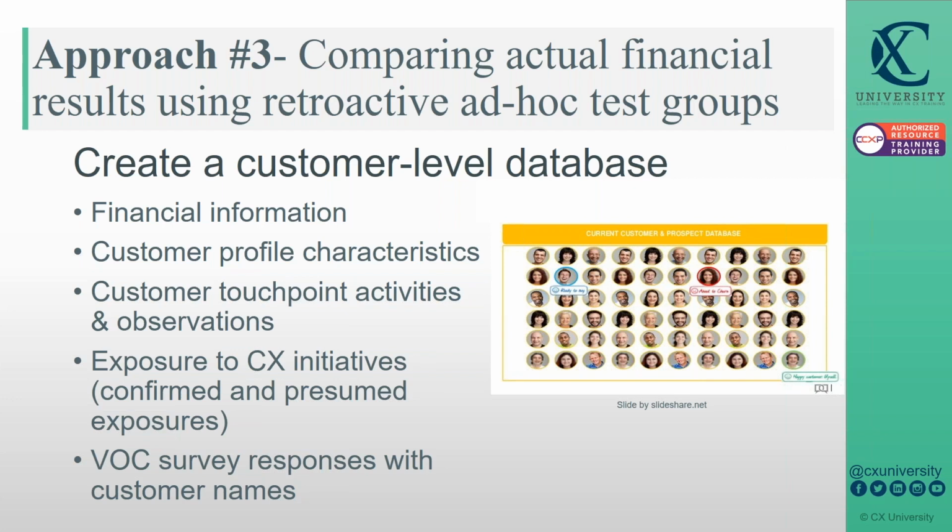Now, what would this be in this customer level database? Well, this is data at the customer level that would include financial information, what they buy, what expenses they incur by calling into customer service or doing other things. So financial information at the customer level. You'd love to get customer profile characteristics, demographics, other things, locations, things like that.